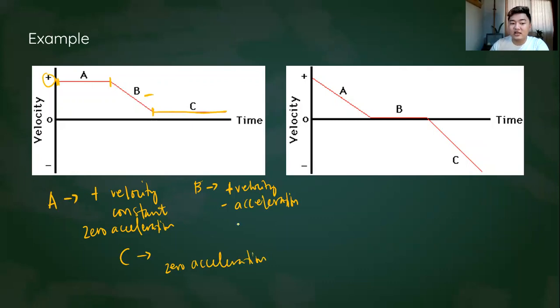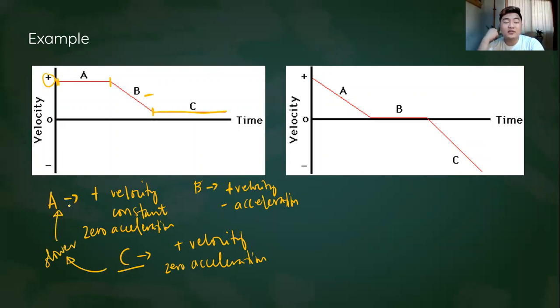Your acceleration, and you still have a positive velocity. But the velocity at interval C is slower than the velocity in A, because as you can see here, A has a greater value for velocity compared to C. Now, how about the other one? Let me divide it. Okay.